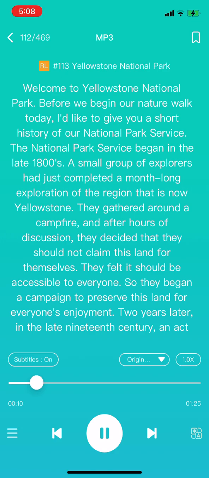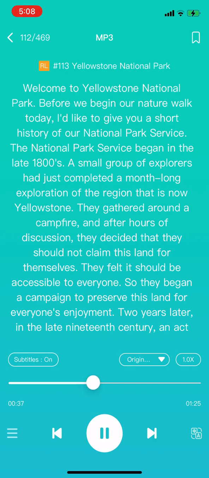The National Park Service began in the late 1800s. A small group of explorers had just completed a month-long exploration of the region that is now Yellowstone. They gathered around a campfire, and after hours of discussion, they decided that they should not claim this land for themselves. They felt it should be accessible to everyone. So they began a campaign to preserve this land for everyone's enjoyment.